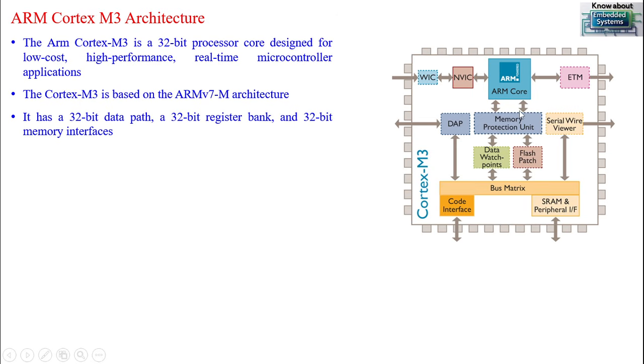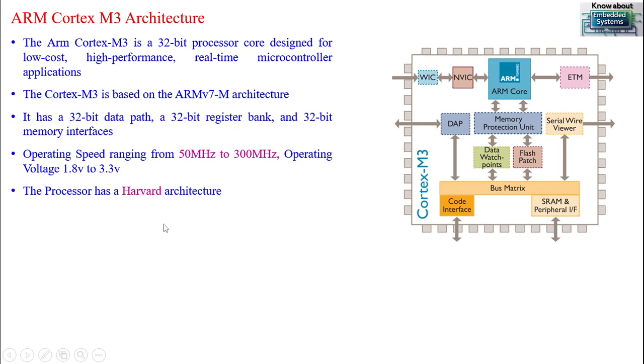Since it is a 32-bit microprocessor, it will have a 32-bit data path as usual. So you can transmit 32-bit data at a time, pass a 32-bit address at a time, and most of the registers are 32-bit, and we will also get 32-bit memory interfacing as usual in a typical ARM processor design. Operating speed is 50 megahertz up to 300 megahertz, and operating voltage starts from 1.8 to 3.3 volts.